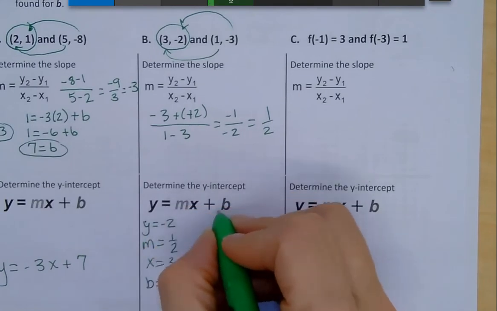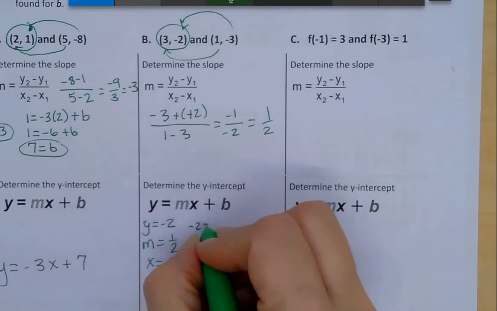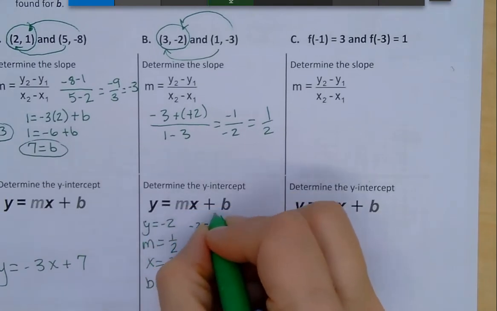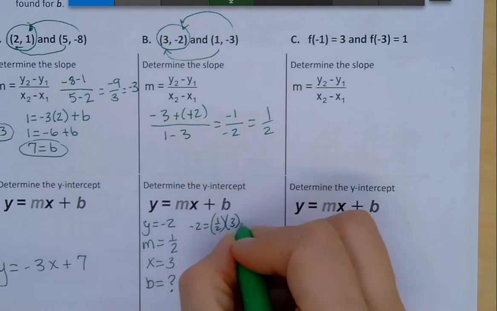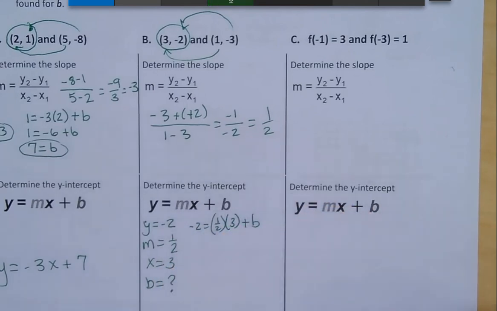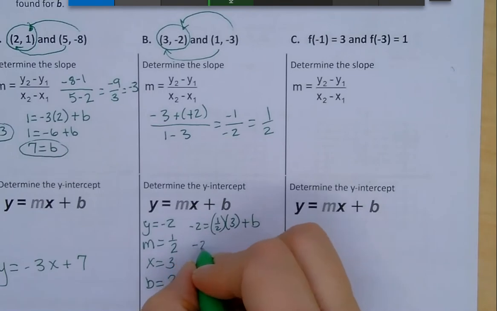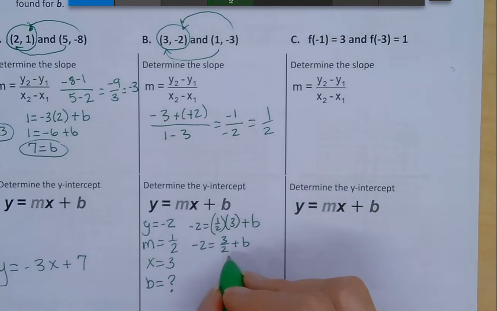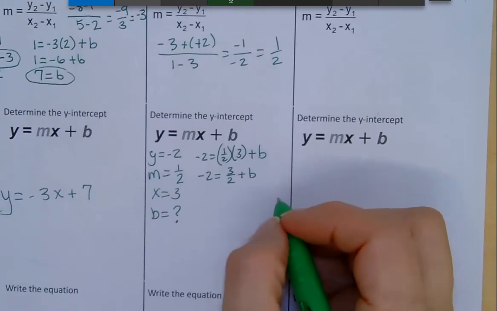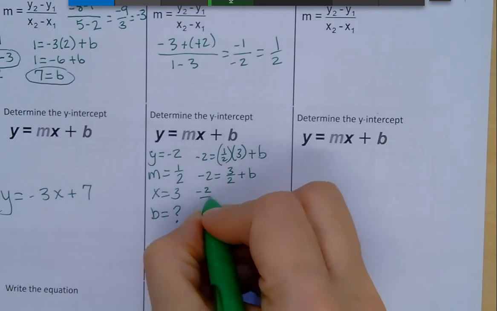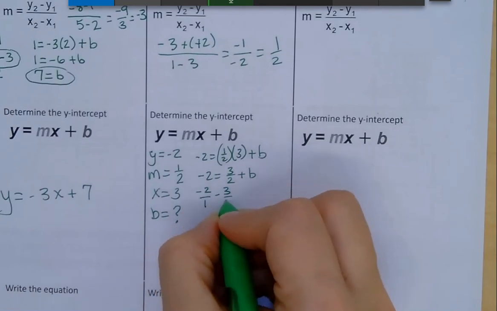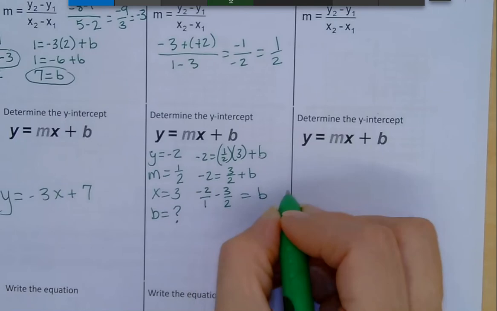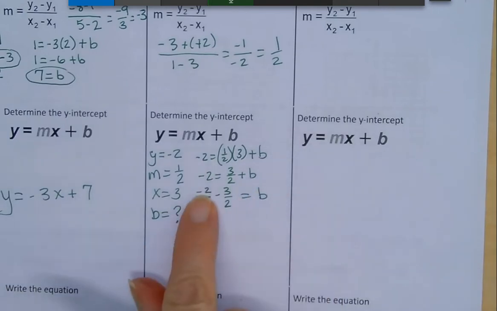So I'm going to write it all out. I'm going to say negative 2 equals 1/2 times x plus b. Okay, that means negative 2 equals 3/2 plus b. Now I will subtract 3/2 from each side. Okay, so I'm going to say negative 2 over 1 minus 3 over 2 equals b. Right? Negative 2 minus 3/2 equals b.